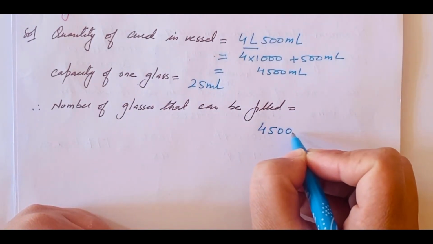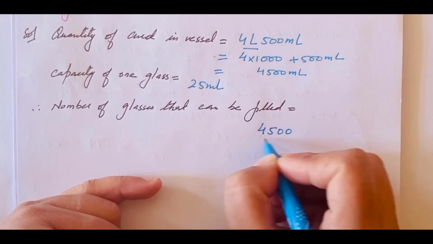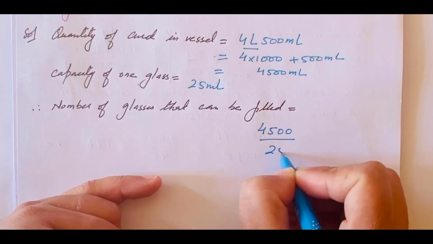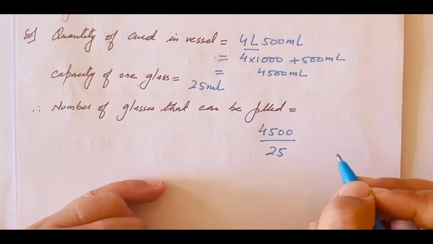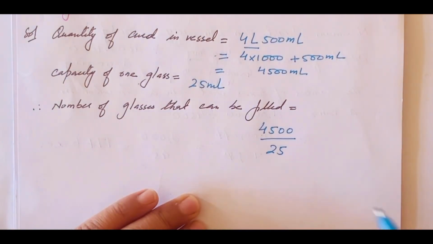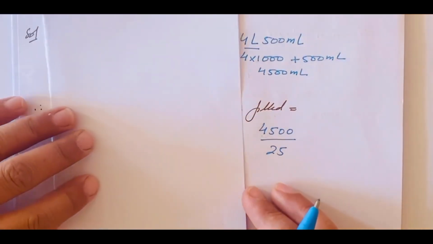4500 divided by 25 milliliter. You just have to divide these two. Okay, you can simply divide like this.